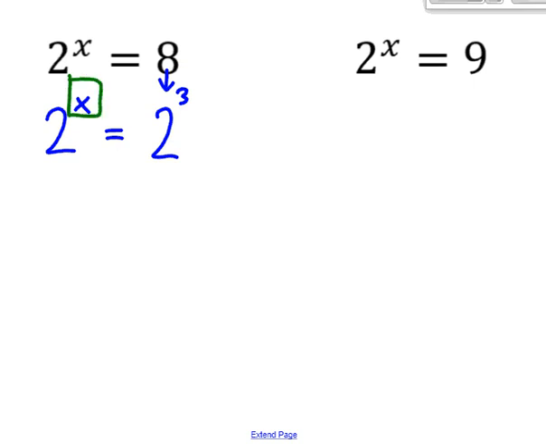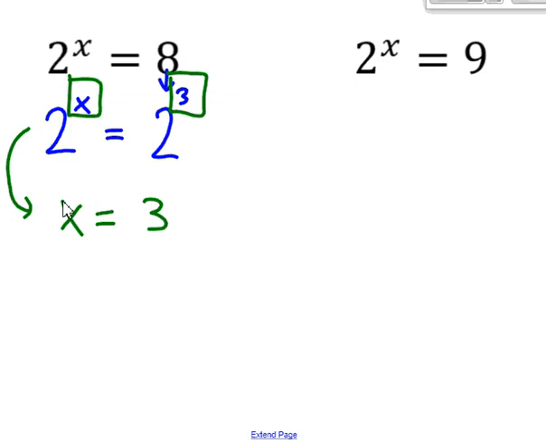Therefore, you can assume that the exponents are the same. So we can assume that x is equal to 3. It's not that we're simplifying the 2's, right? It's just that we can assume that the exponents have to be the same because the bases are the same. Now this works because we know that they have the same base.